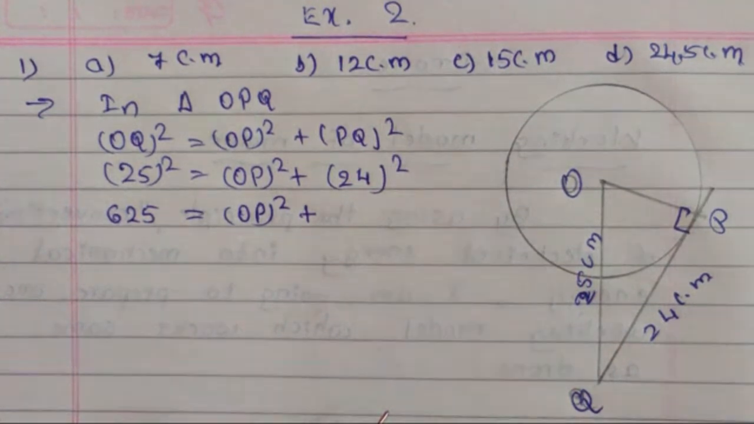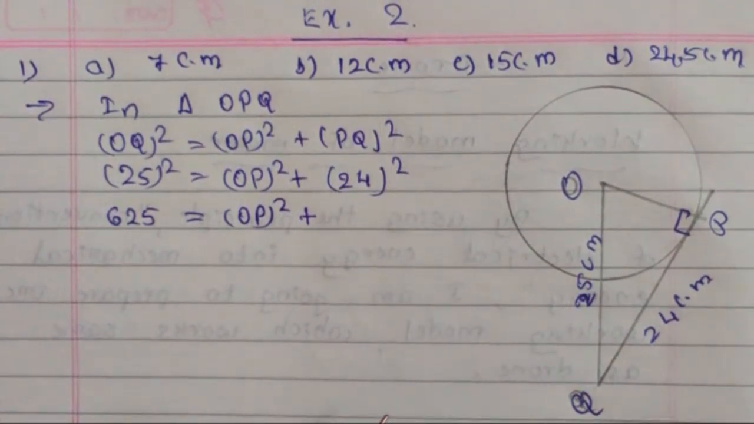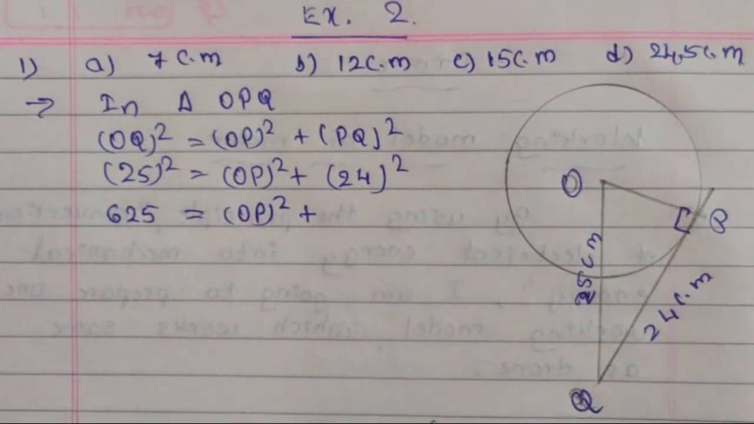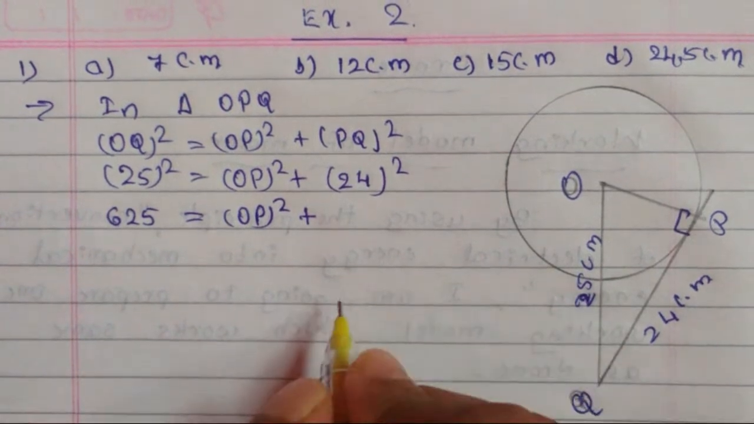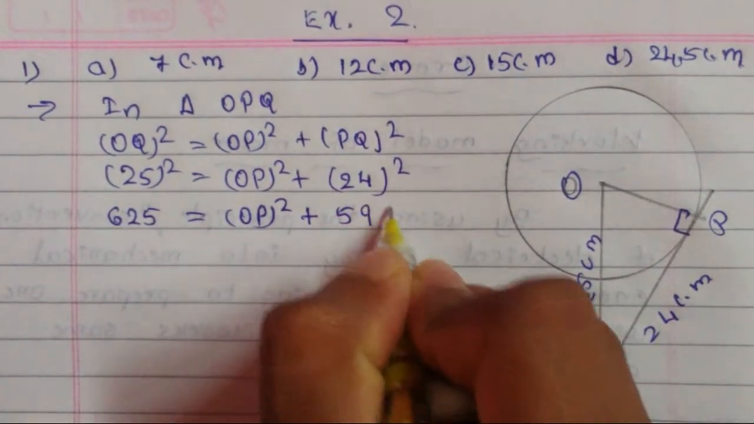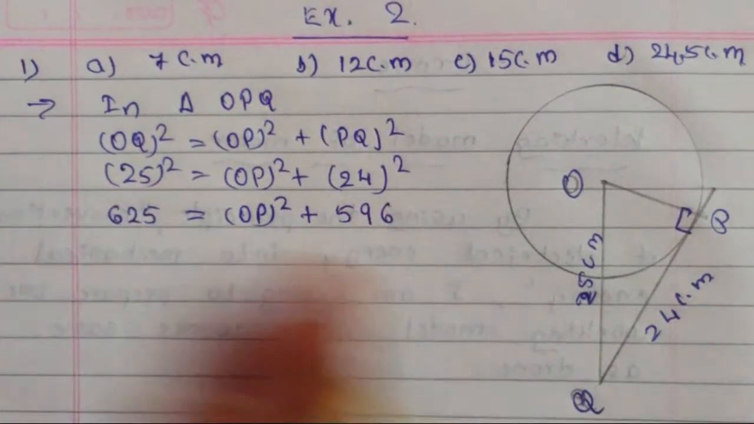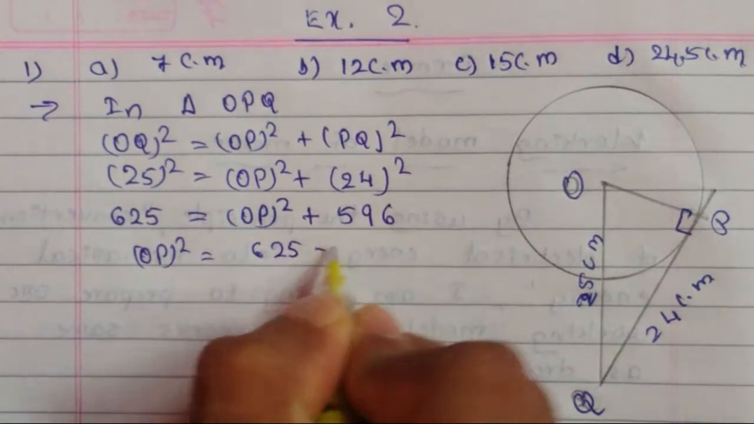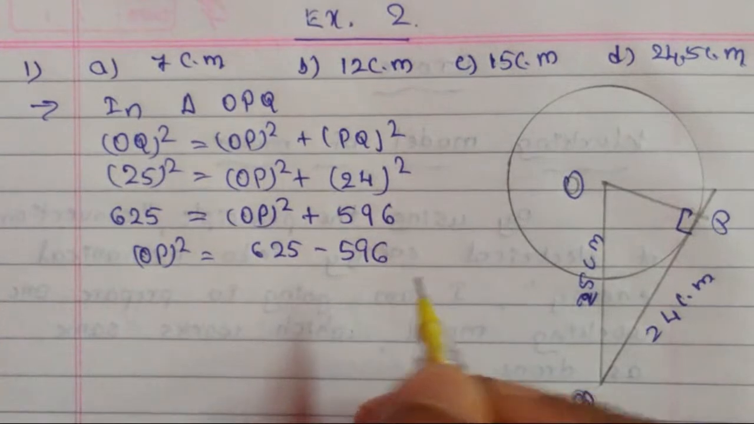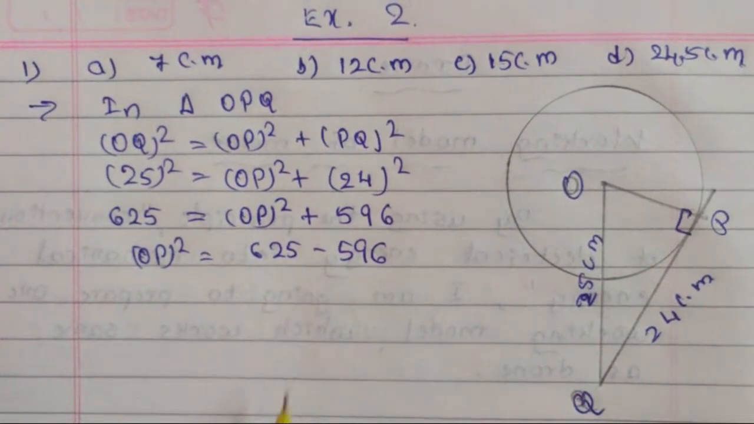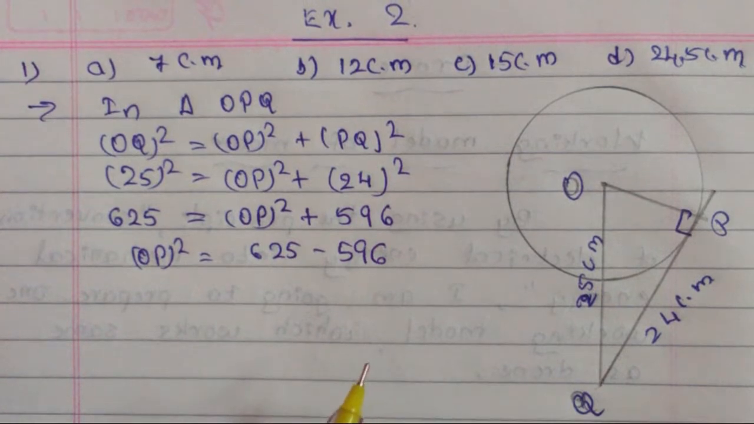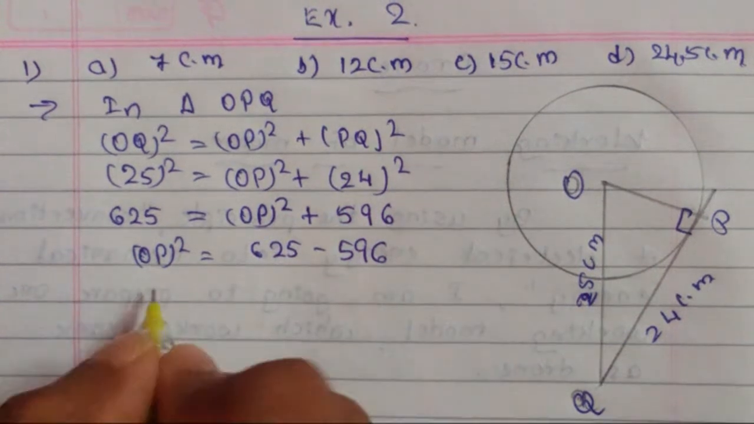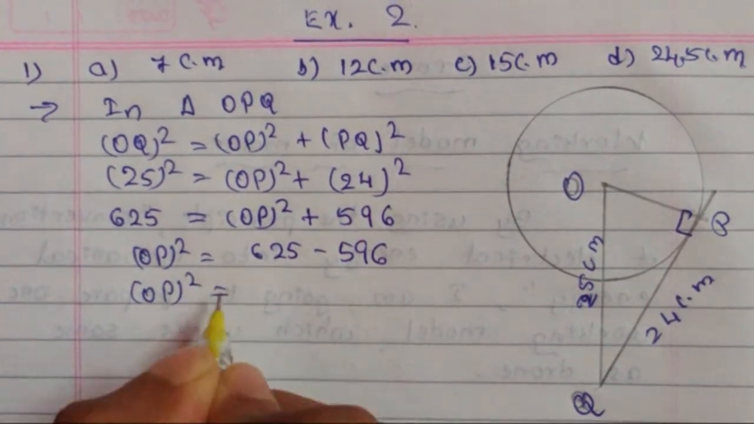Nagaraj, the value is 576. Now we'll rearrange this. It becomes OP square is equal to 625 minus 576. What is the difference between 625 and 576? Comment me fast. OP square is equal to.